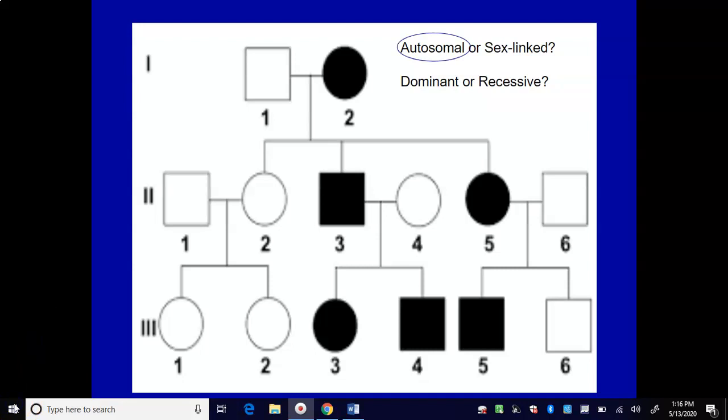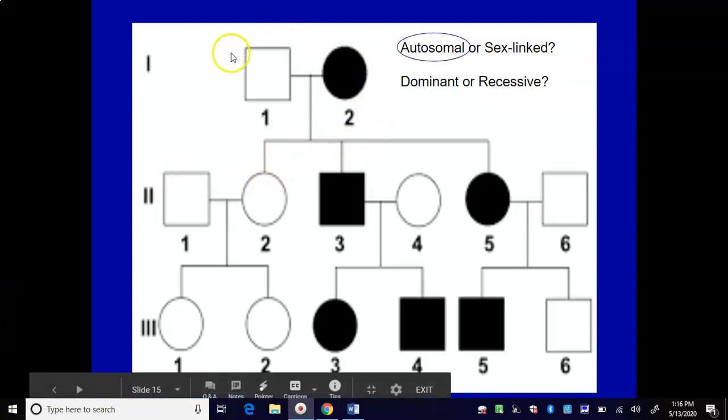And is it dominant or recessive? Again, for dominant, you're going to see it in every generation, and at least one parent will have it if they have a child that has it. For recessive, it would skip a generation, and you would see two parents that don't have it with a child that does. So in this case, we have dominant. You see the trait in every generation, and at least one parent has to have it if they have a kid that has it. That's what we have here.